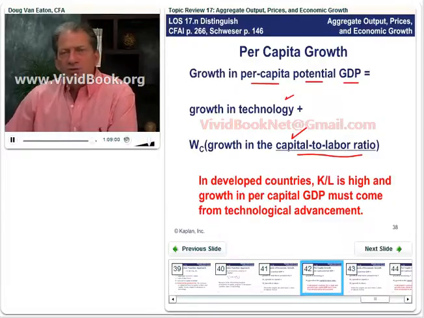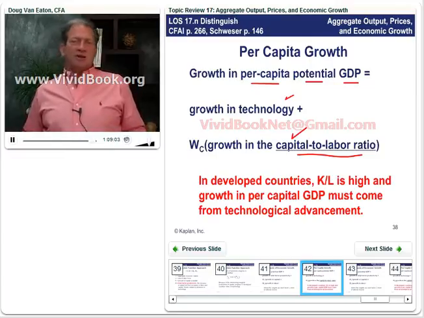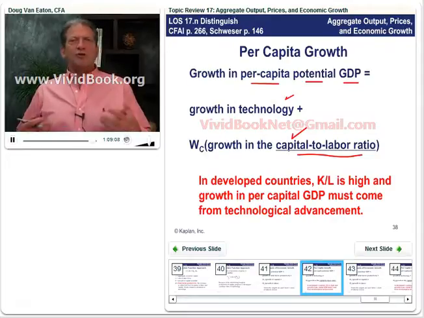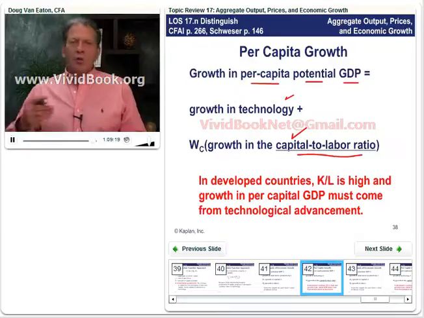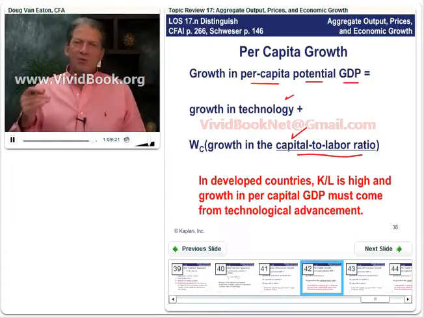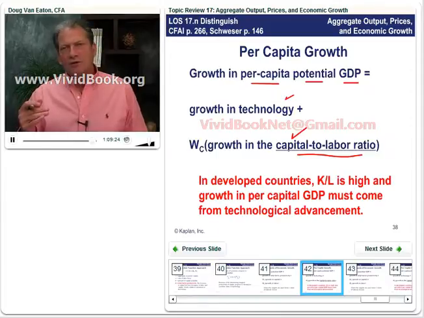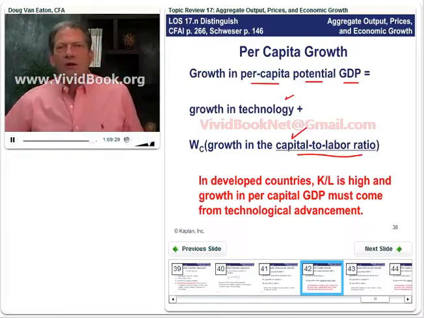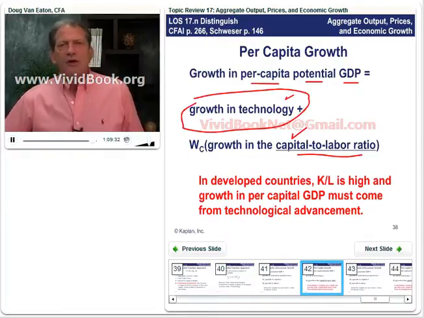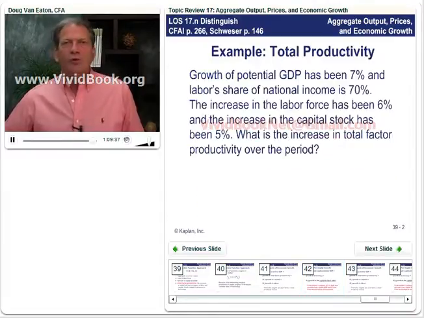Now, in developed countries, that capital to labor ratio is high. That's how they became developed countries. And when it's high, we get diminishing marginal returns to additional capital. So, in this growth economics framework, we're going to say that if you want more growth in per capita GDP, once you hit these high levels of capital per worker that we have in developed countries, additional growth is going to have to come from this piece right here, technological advancement. So that's one of the key takeaways from that view of growth economics.